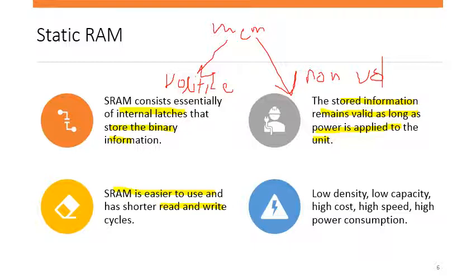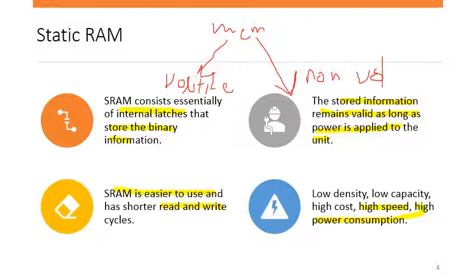Because these are the memory elements that consume more chip area, more implementation area, the cost is directly associated with that implementation area. So the more the area, the higher the cost. But the major advantage of this sort of memory is that it is of high speed, and another disadvantage is its high power consumption.